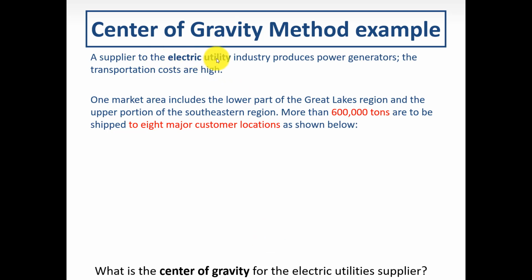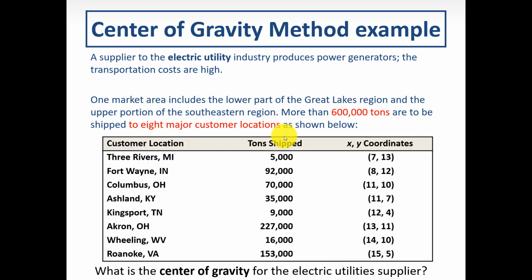A supplier to the electric utility industry produces power generators. The transportation costs are high. One market area includes the lower part of the Great Lakes region, that is in the US, by the way, and the upper portion of the southeastern region. More than 600,000 tons. This is more than, so it means that it's not exactly that. Are to be shipped to 8 major customer locations as shown below. So click. So here, 3, 4, 5, 6, 7, 8. These are the customer locations in all these cities. And here we have their respective amount of tons to be shipped.